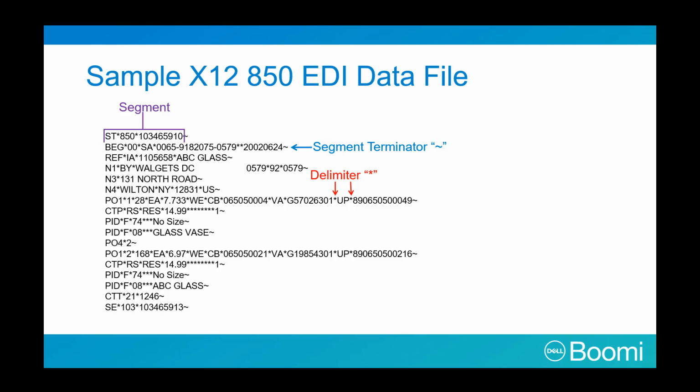An EDI segment is a group of related data elements. A segment begins with a data identifier and ends with a segment terminator. The data element or field is the basic unit of information. This represents a single fact.